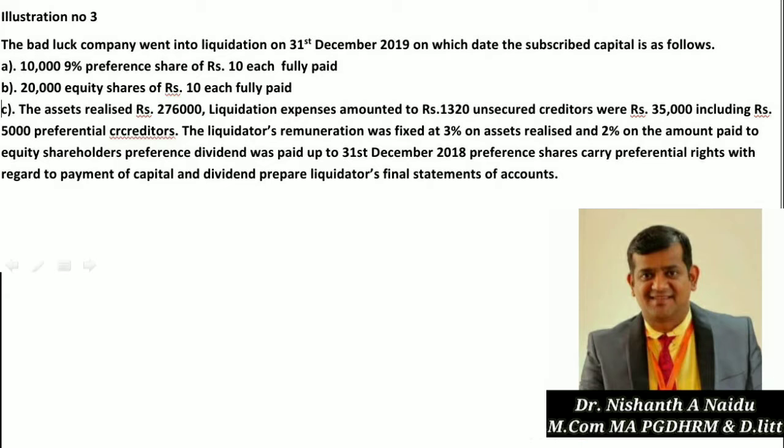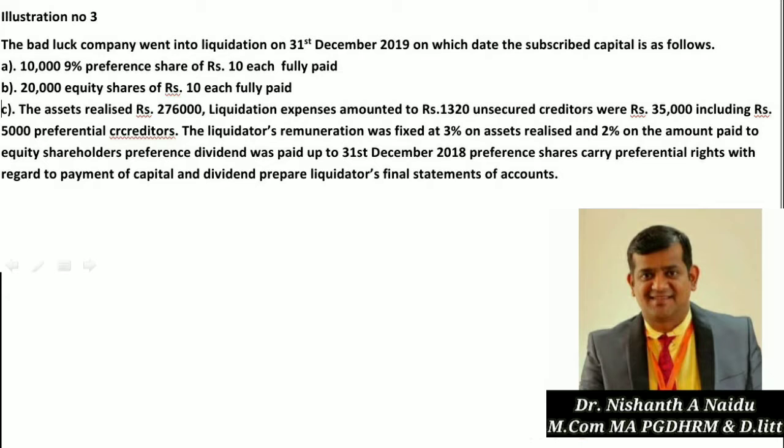The liquidators' remuneration was fixed at 3% on assets realized and 2% on the amount paid to equity shareholders. Preference dividend was paid up to 31st December 2018. Preference shares carry preferential rights with regard to payment of capital and dividend. Prepare liquidators' final statement of accounts.